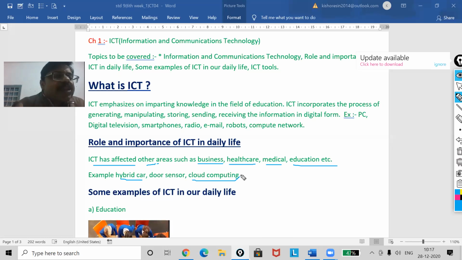Yes, there you can store your data, and whenever you want to be in touch with your data, you log in over there and get your data. That means you can show this data to your colleagues, to your boss, whoever is going to demand that data. Now the next part is some examples of ICT in our daily life.